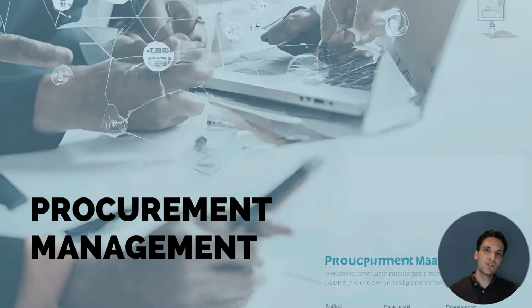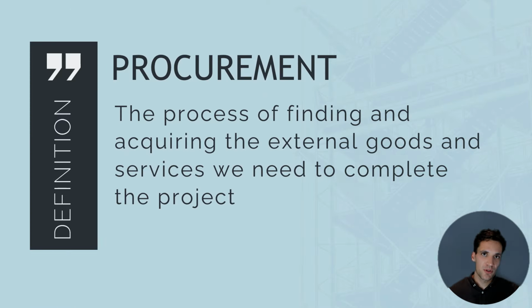In this section, we're going to look at project procurement management and how ChatGPT can help us do a better job of finding and acquiring the suppliers and subcontractors we need to deliver the project. If we define procurement, it's the process of finding and acquiring the external goods and services we need to complete the project. So I spoke about this a little bit when we were talking about resource management, and we spoke about there were internal resources and external resources.